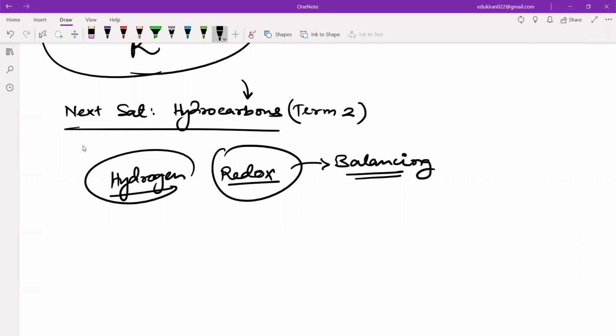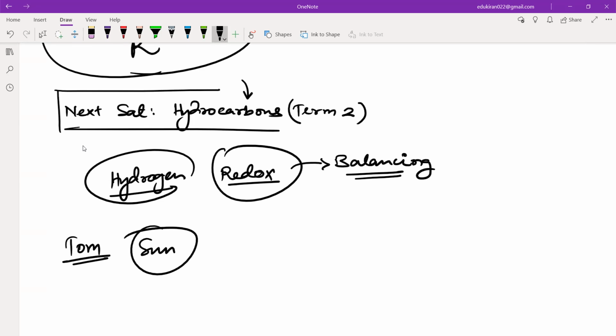That I think is important, and that I think you will be needing. So that can be done later. First of all, we'll start with hydrocarbons. Let's get done with the term 2 syllabus. Then we can talk about hydrogen and redox reactions and the balancing part. Next Saturday will be hydrogens, but tomorrow you have a class, same time. And this will be the last class of this chapter, that is organic chemistry, some basic concepts and techniques.